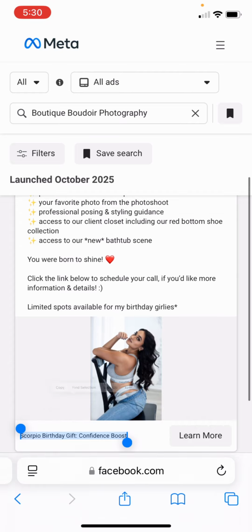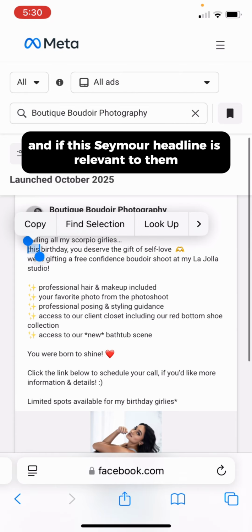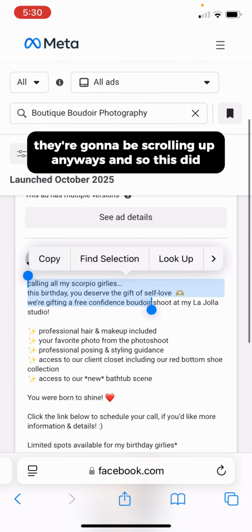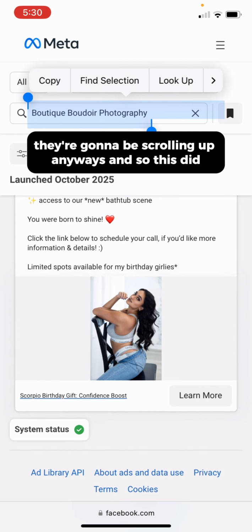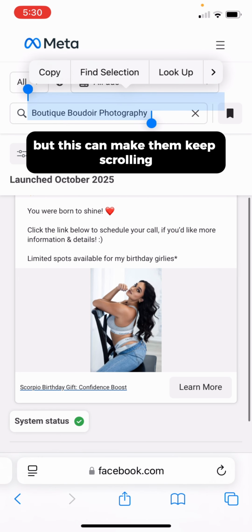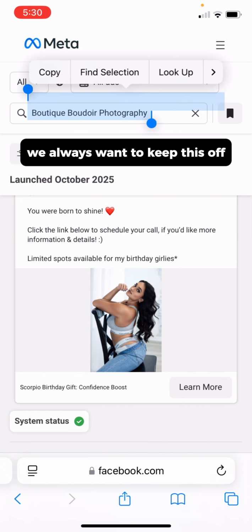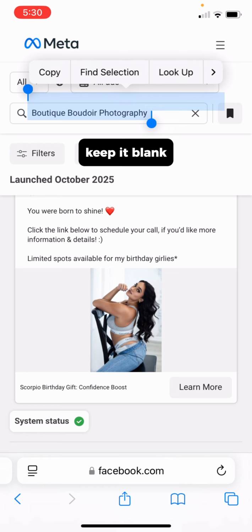But by the time they get here, the brain has registered this sentence anyways. And if this See More headline is relevant to them, they're going to be scrolling up anyways. And so this did not make them scroll up. They were going to scroll up anyways. But this can make them keep scrolling down if it's incongruent. So we always want to keep this off, keep it blank.